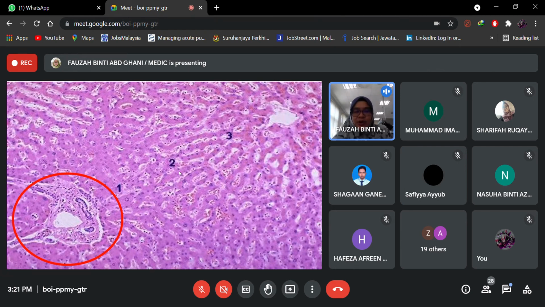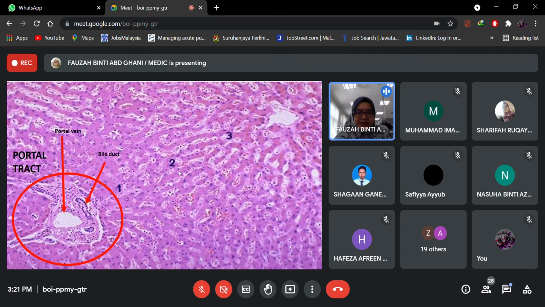Why am I emphasizing the normal liver? Because unless you can really understand the normal function of the liver, you will not be able to appreciate the abnormalities that will happen to the liver and the consequences of these abnormalities. So I want you to really understand that concept, the histology as well as the normal physiology of the liver.